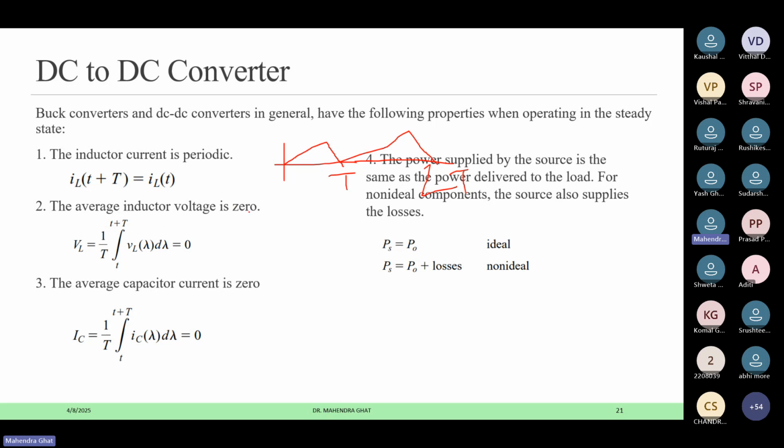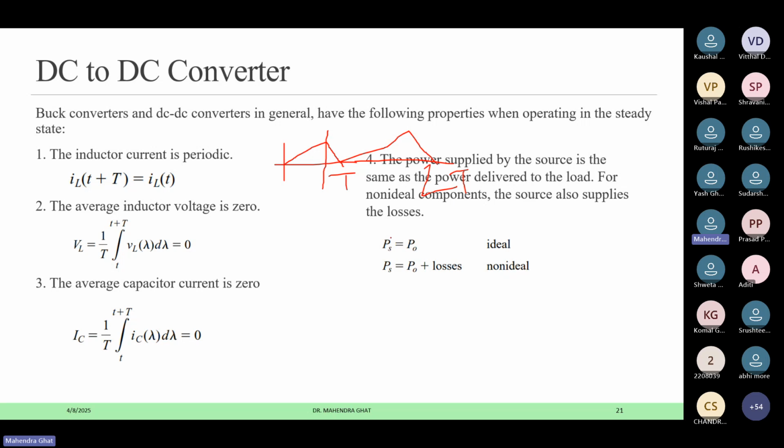The average inductor voltage is zero. Means the voltage across the inductor over the time T, if we divide it into T on and T off and take the average over the time, then the average inductor voltage is zero, and the average capacitor current is zero. As the inductor is a current source, we can say the average voltage across it is zero, and the capacitor is a voltage source, so we say the average current is zero.